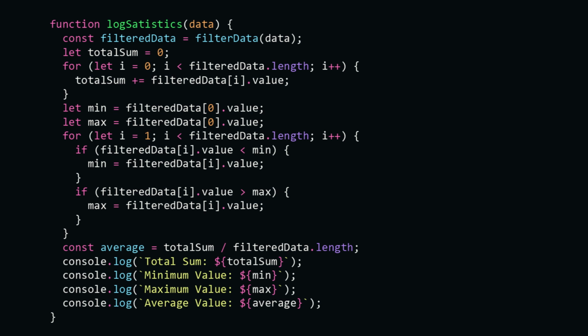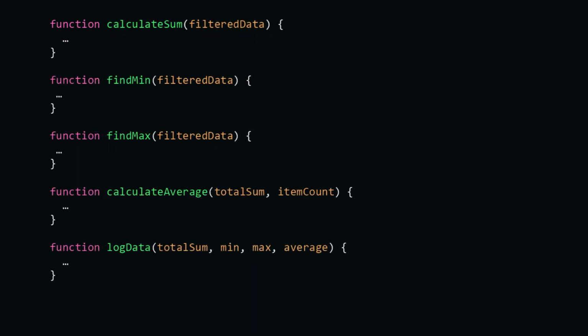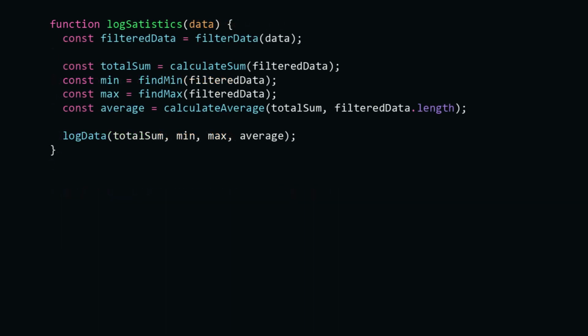So how do we refactor it to have a consistent level of abstraction? First, we'll take out those operations, finding the sum, min, max, and average, and logging, to new functions. The logic and syntax here are not important. What's important here is that we have a function for each operation. And now we'll use those functions in the main function, like so. Now this function is much more readable, understandable, and has a consistent level of abstraction.